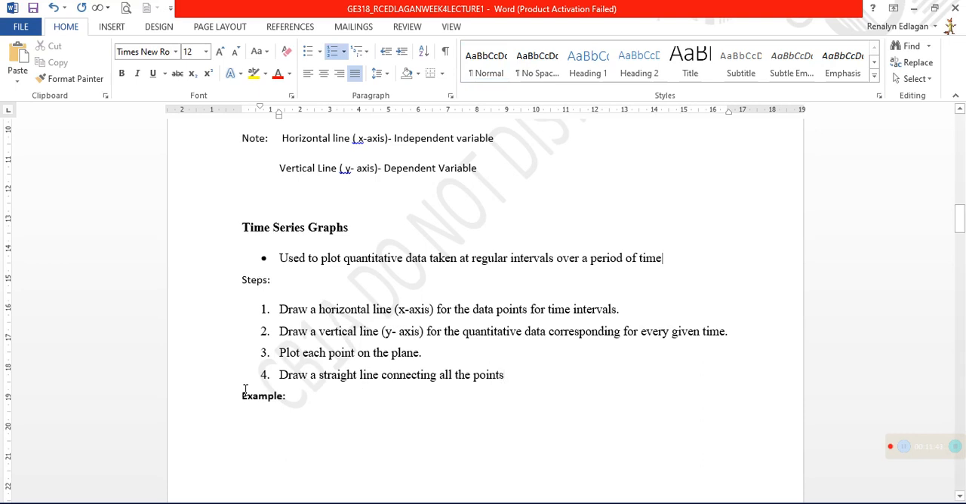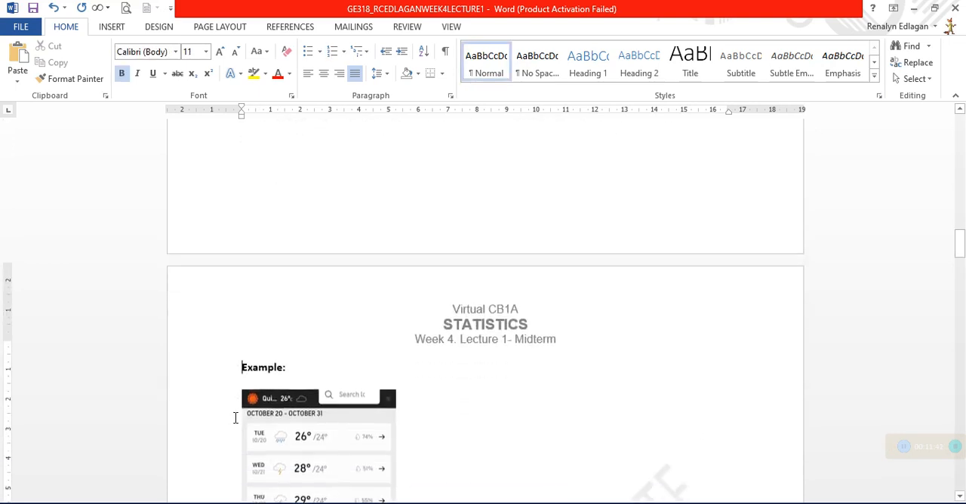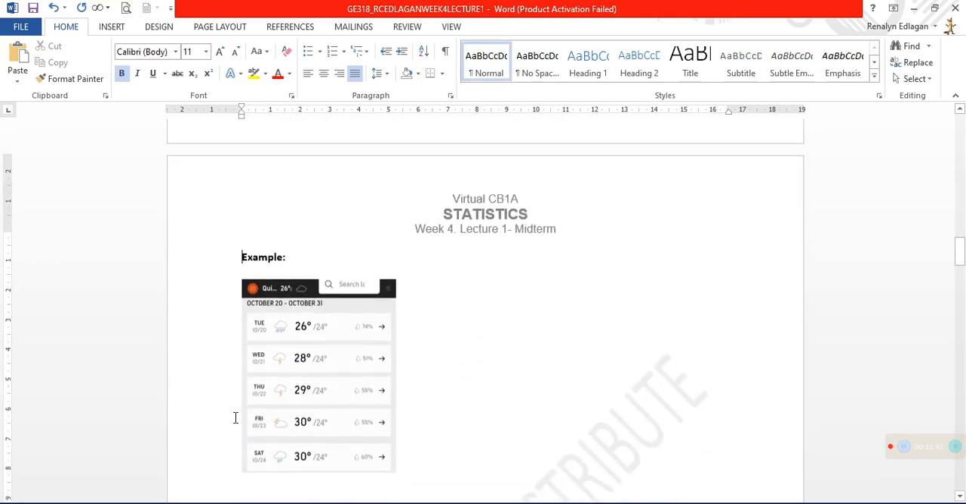Let's have this as an example. So, para sa example, kinuha ko kanina yung temperature natin for the next 5 days. So, this is in degrees Celsius. Today is Tuesday. The temperature is 26 degrees Celsius. And tomorrow, iinit na. 28 degrees Celsius na siya.